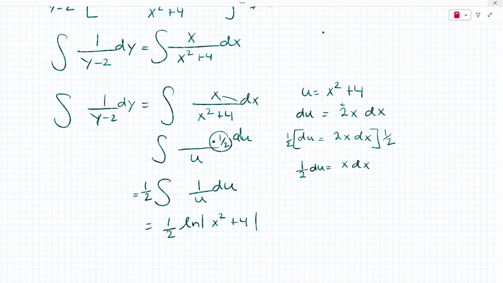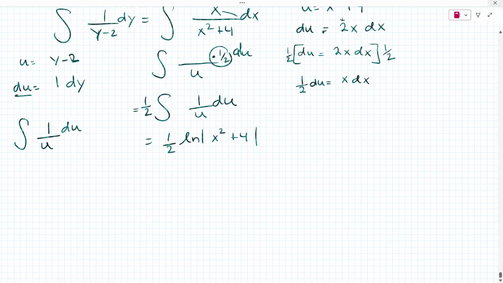And then over here, the same idea, you have to do u substitution. Your u is y minus 2. Your du is the derivative of y, which is 1, the derivative of negative 2 is 0, and don't forget you have a dy. So it's going to be the integral of 1 over u, and you can replace 1 dy with du.